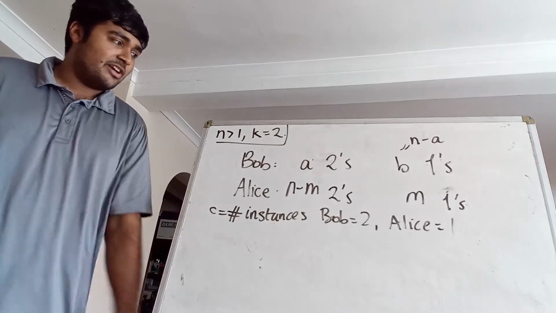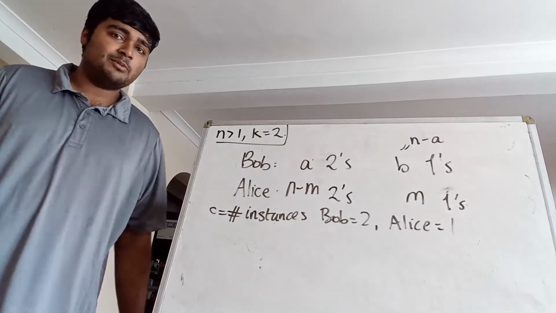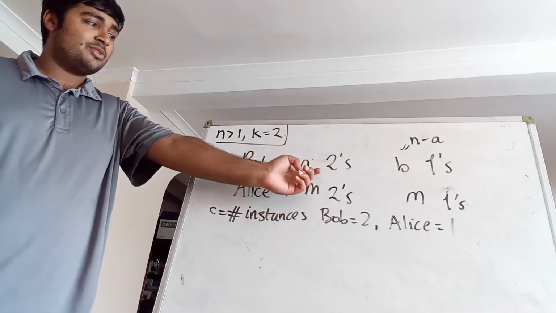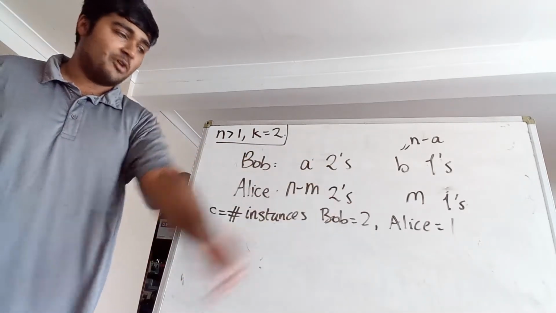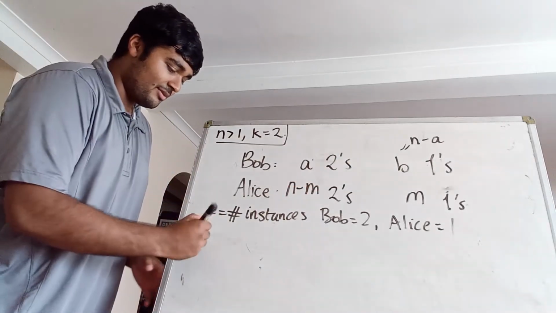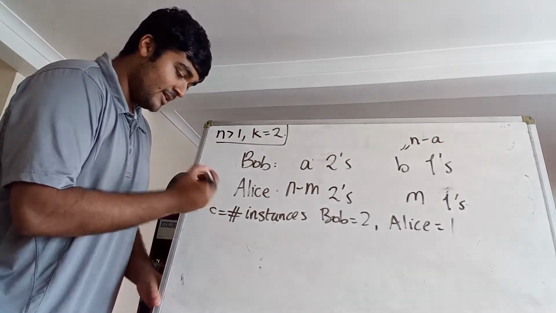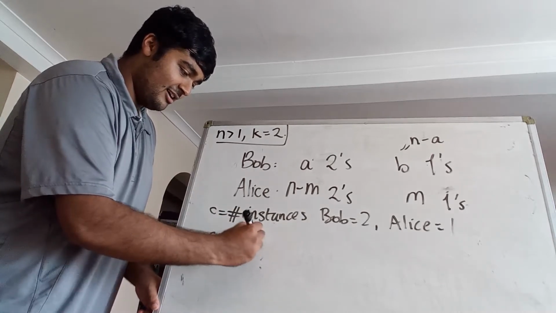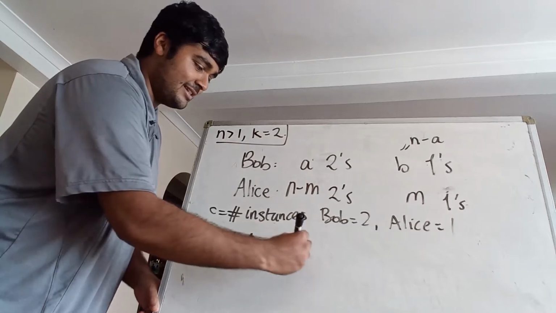Now, first question is, how many 2s has Bob predicted correctly? How many 2s are in the right position? Well, it's simply going to be A, the number of 2s he guessed, minus the ones which are in a wrong position. And the only way you can be in a wrong position is if Alice has guessed a 1. So the number of 2s in the correct position, let's call it correct underscore 2, is going to be A minus C.